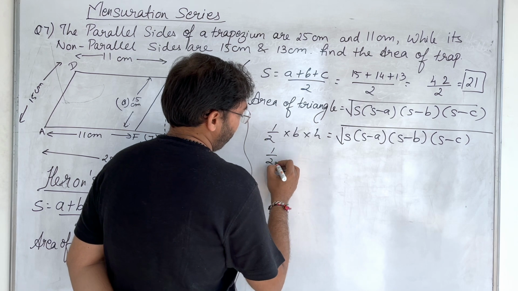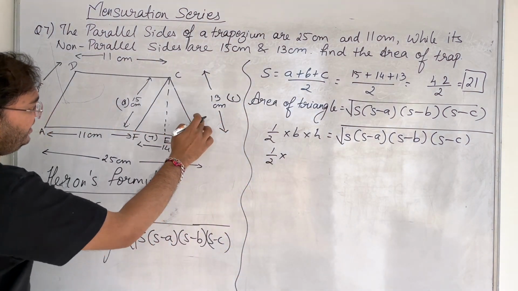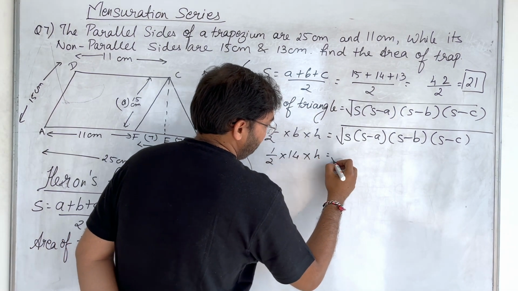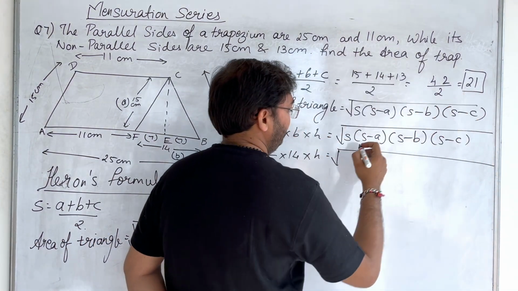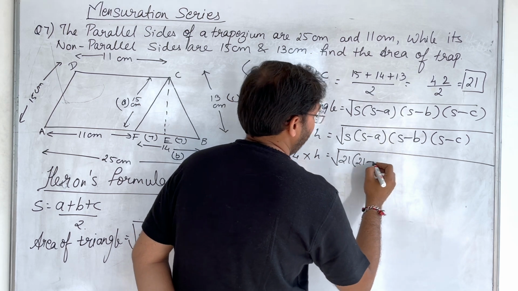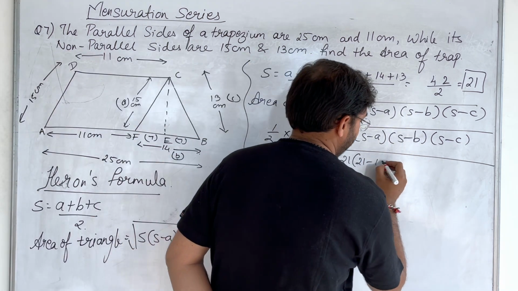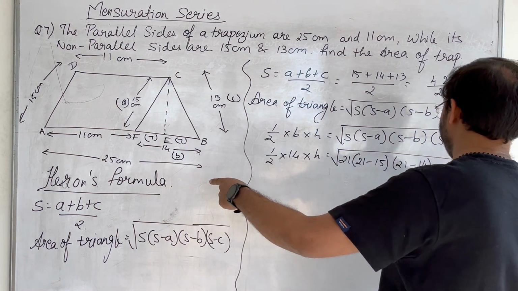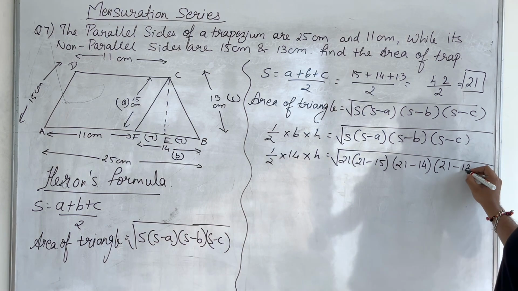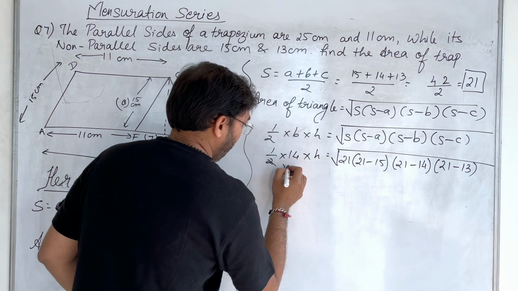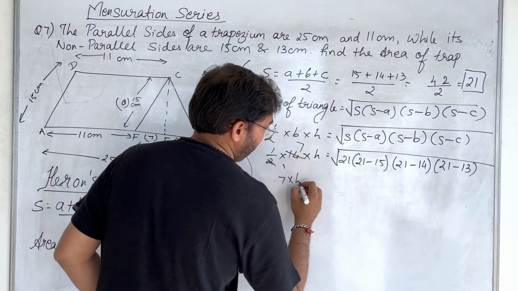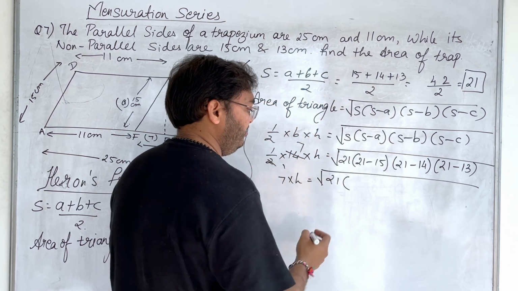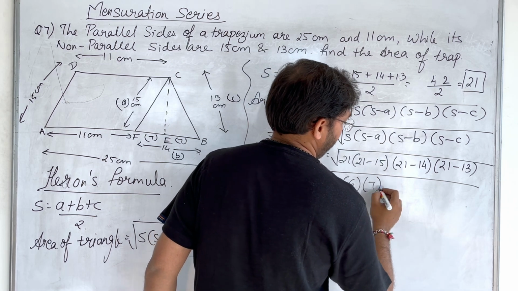Now half into the base of this triangle. The base of this triangle is 14. So 14 over here into height as it is. What's my S? 21 as it is. 21 minus A is 15, 21 minus B is 14 and 21 minus 13. That means 7 into height equals to the square root of 21. If I subtract, I'll get here 6, 7 and 8.